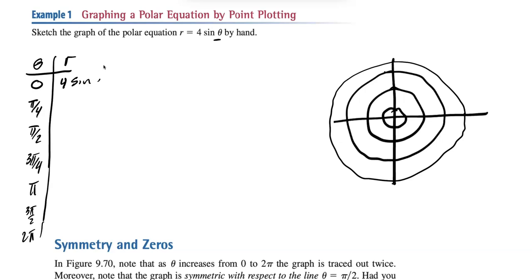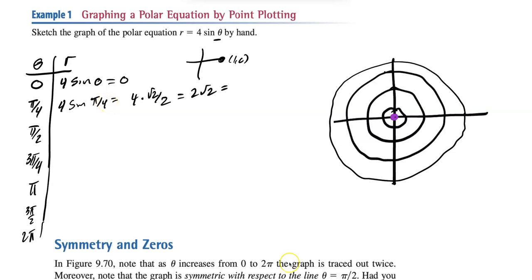So when you do it, though, you do have to know your sine. So sine of 0 is right here. That is 1, 0. Sine of 0 is 0, so I just get 0. So our first point to me is 0, 0. Next one, 4 sine of pi over 4, which is 45 degrees. So we're going to get 4 times rad 2 over 2. Right, we all know sine of 45 is rad 2 over 2. So we're going to get 2 rad 2, which is about 2.8.